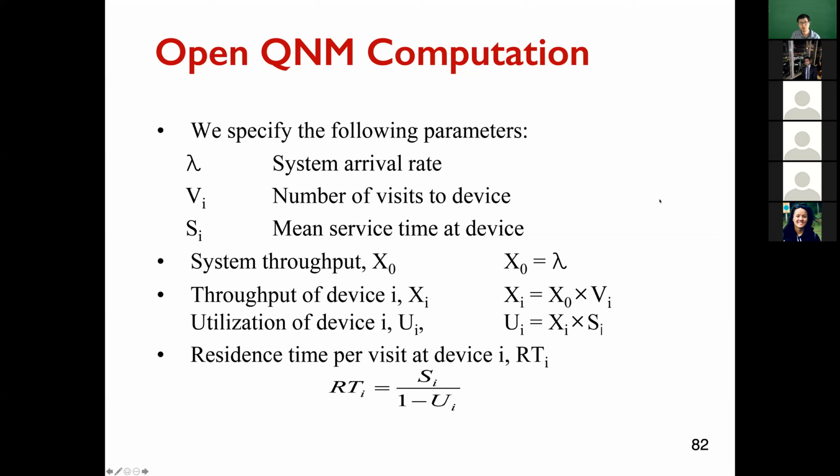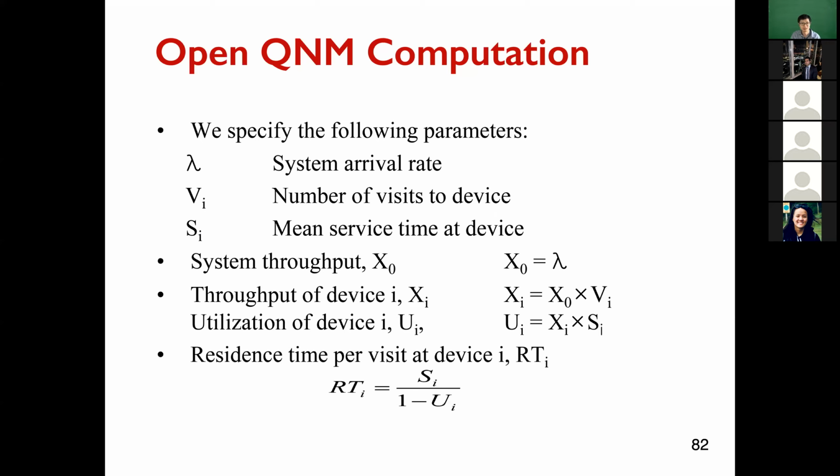The system throughput X0 equals the arrival rate, which is lambda. The throughput of device i, which we write as Xi, is X0 times Vi. You have the whole throughput of the system, and within each request, you visit one device multiple times. So the throughput of device i is the throughput of the entire system times the number of visits per request to this device.